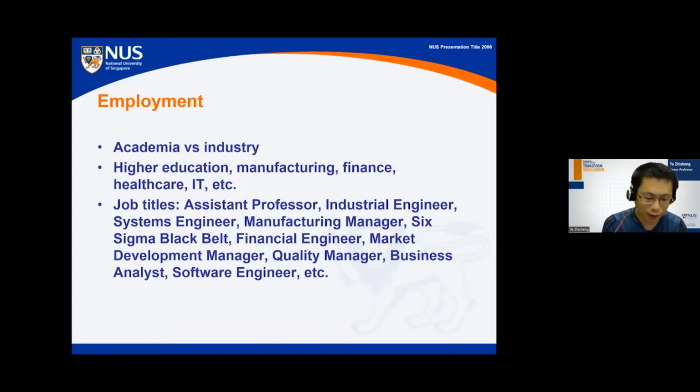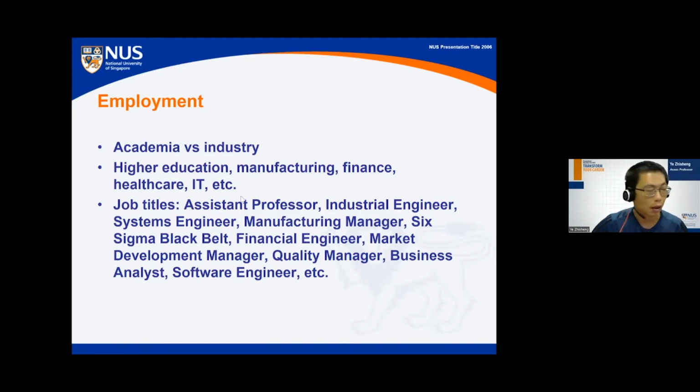Next is employment. If you join our PhD or MEng program, then I think the most important question to ask is: after you graduate from our program, which type of job can you take on? Normally there are two options. One is academia, the second is industry. If you are going to pursue an academic R&D career, then definitely you can join academia by starting as a lecturer or assistant professor.